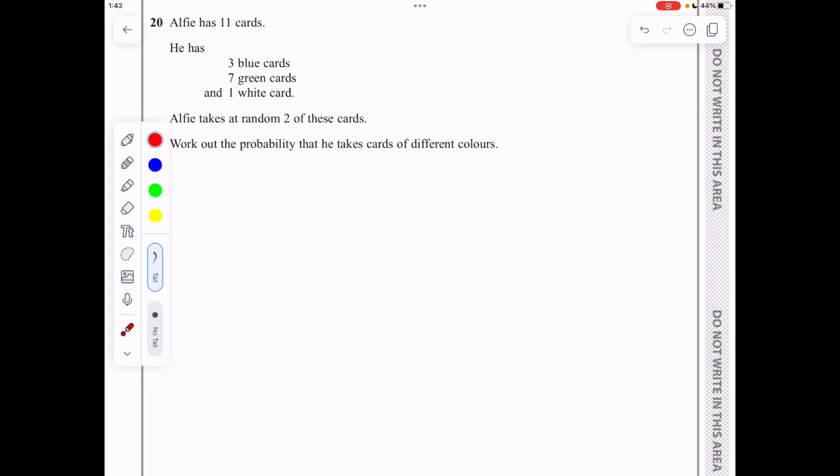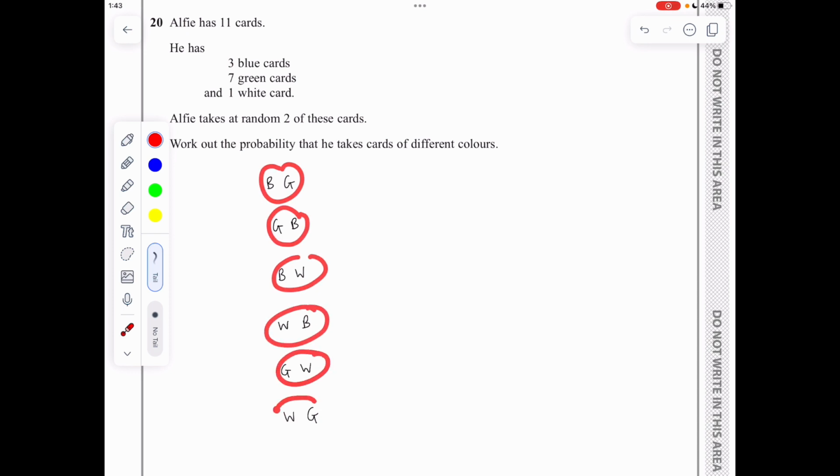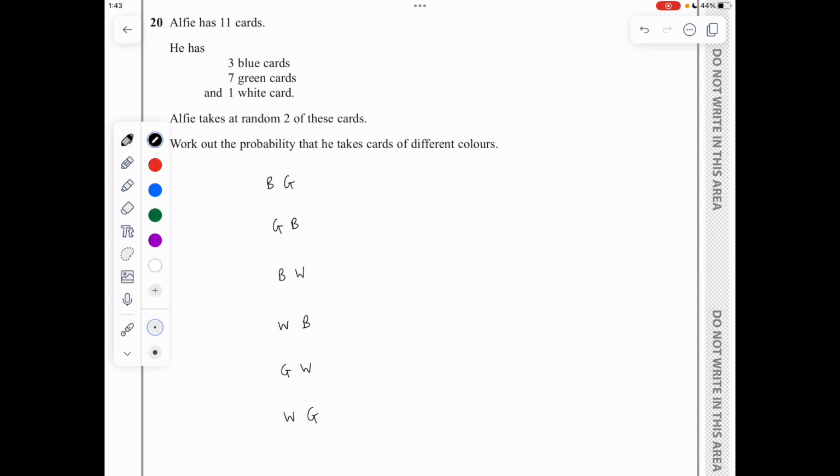So one way of approaching this is by considering all possible scenarios that will lead to 2 cards of different colors. So if we think about it, we've got the blue-green scenario, the green-blue, then blue-white, white-blue, and then green-white and white-green. We've got a total of 11 cards.